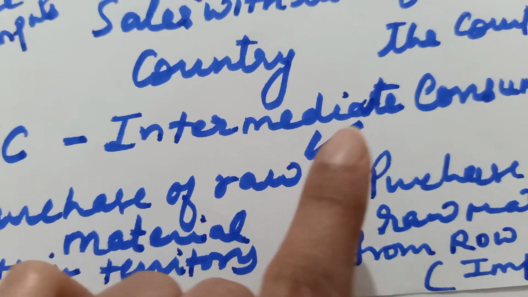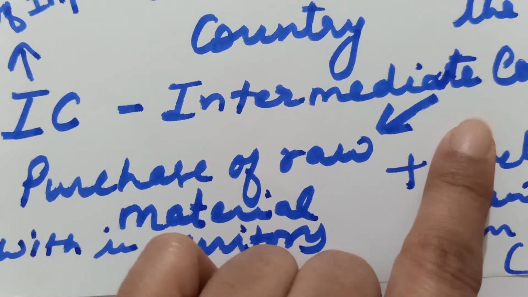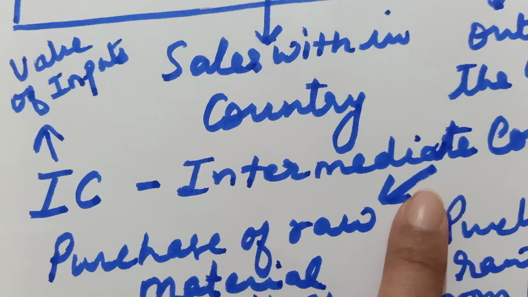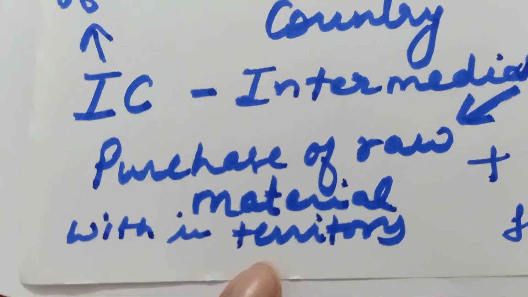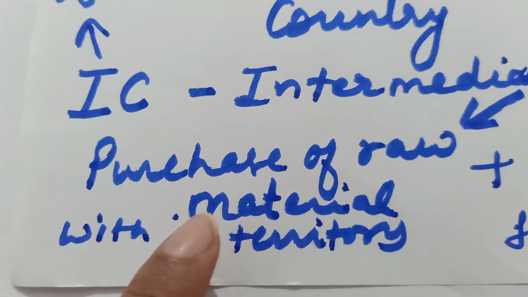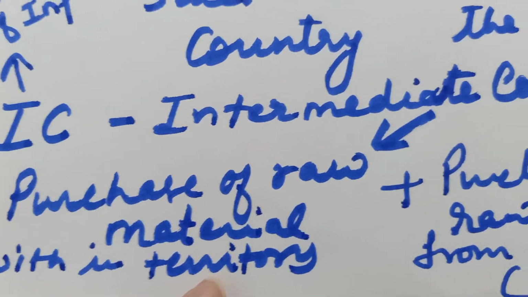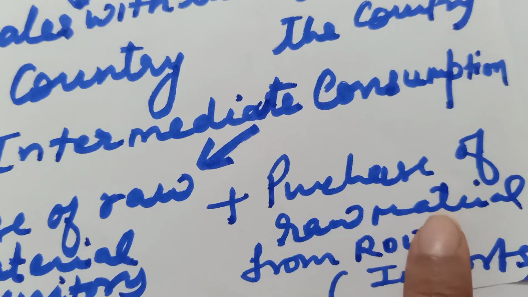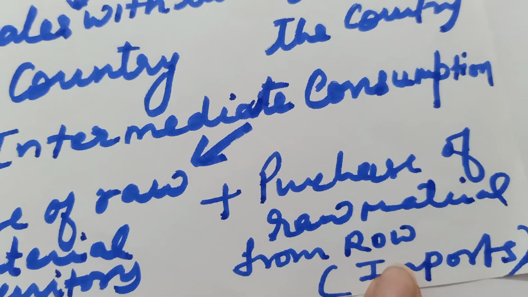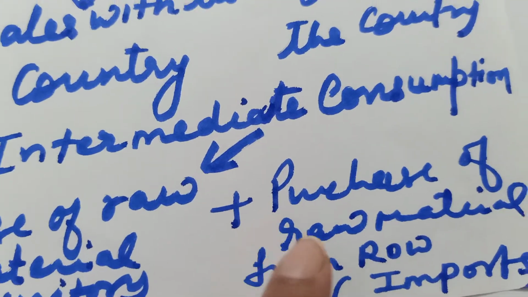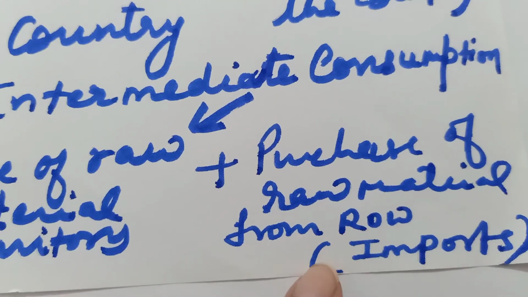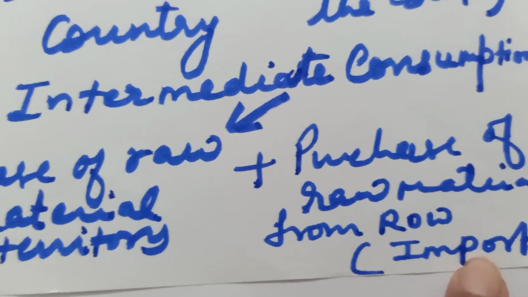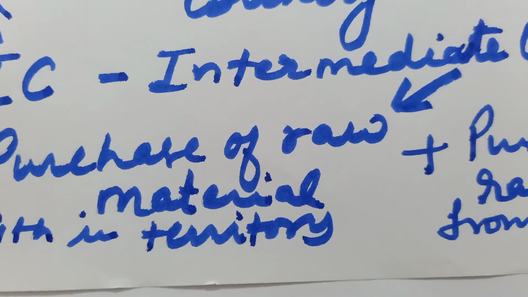Purchase, here you can see intermediate cost is also known as purchase of raw material. Value of input: we purchase within the domestic territory, that is purchase of raw material within the domestic territory, plus we purchase raw material from rest of world. And when we purchase raw material from rest of world, what do we say? We say imports. So the formula will be IC.